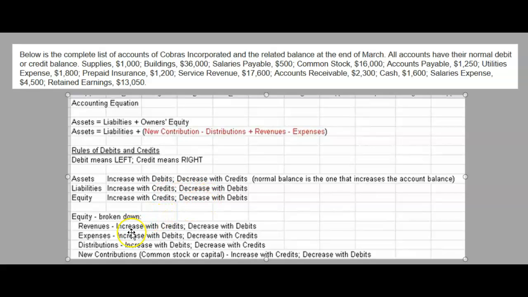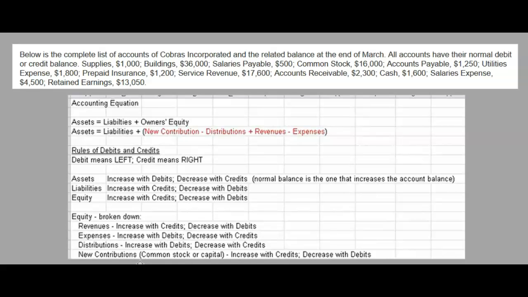Okay, now equity can be further broken down so that revenues will increase with a credit and decrease with a debit. Expenses will increase with a debit and decrease with a credit. Distributions increase with a debit and decrease with a credit. And new contributions, this would be like common stock or capital, or new influx of capital from a sole proprietorship or partnership, will increase with a credit or decrease with a debit.